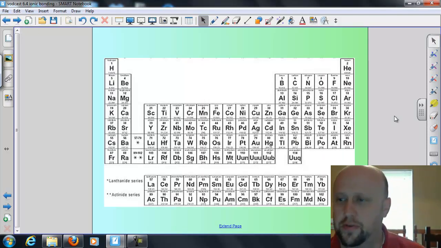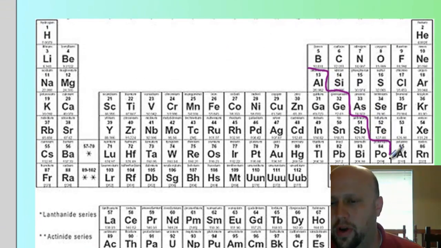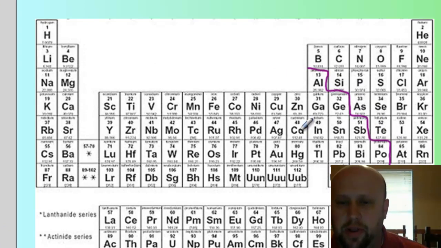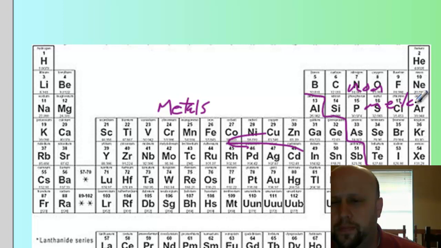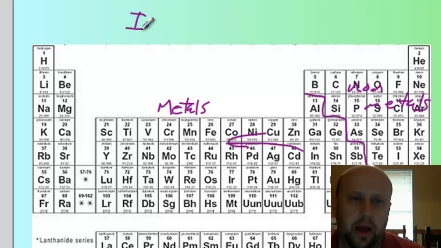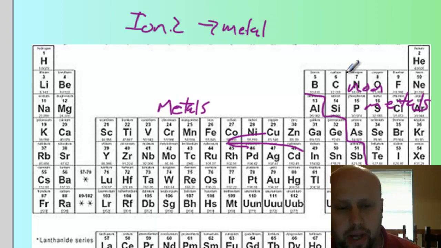So first off, if you remember on our periodic table, we've talked about this numerous times, but you need to keep in mind that there's a staircase here. Everything on this side of the table are what we call metals. Everything on this side are non-metals. Why that's so important to us now is that we know that we have an ionic bond if I have a metal.